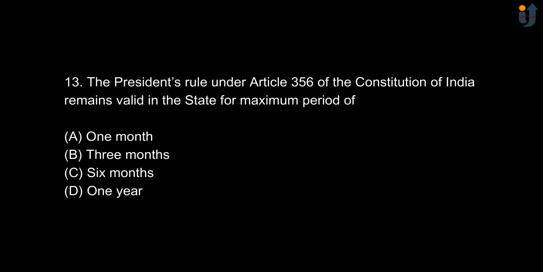Next, the President's rule under Article 356 of the Constitution of India remains valid in the state for maximum period of option A, 1 month, option B, 3 months, option C, 6 months, and option D, 1 year. And the correct option is option A, 1 month.